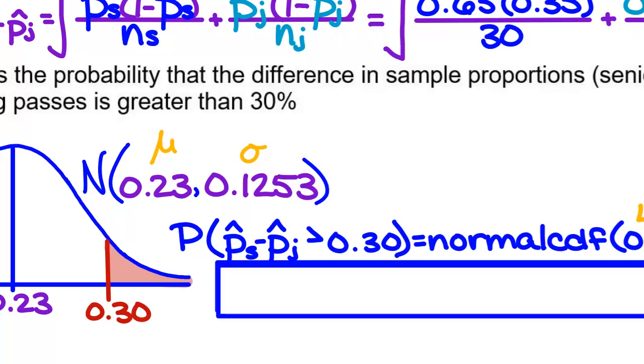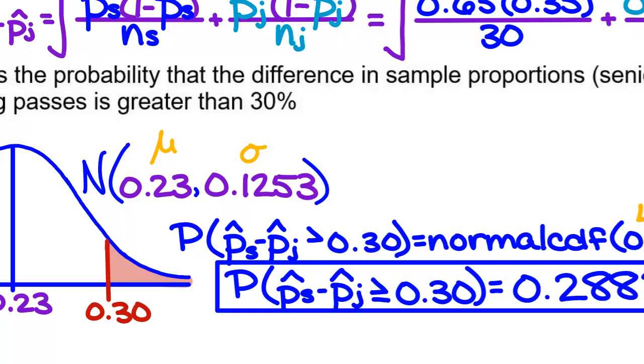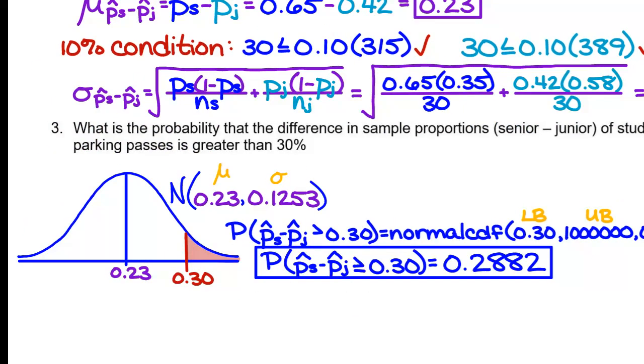What do we get? Yep. 0.2881, 0.2882, depending on exactly how you round. If you wrote 0.288, that'd be perfectly fine.